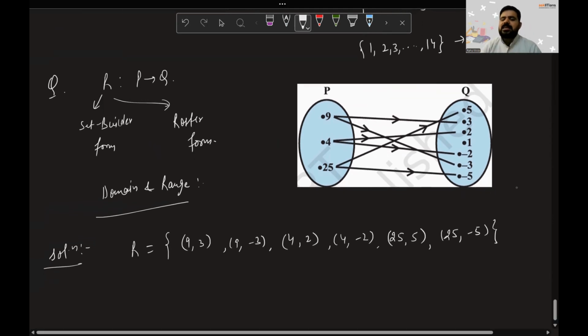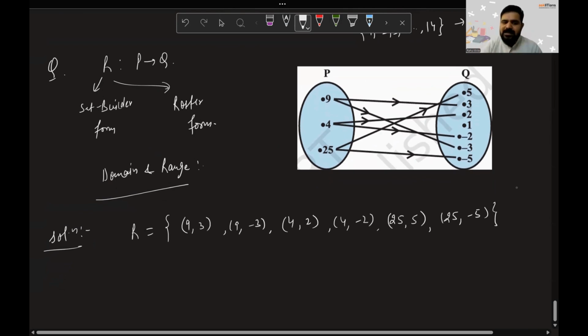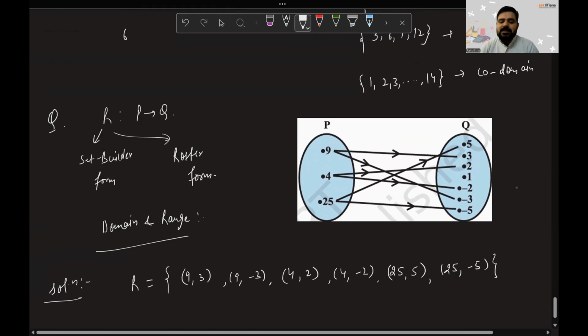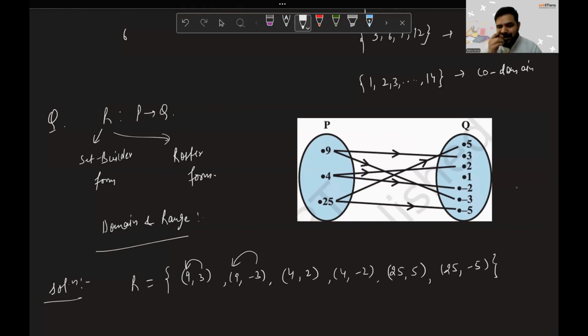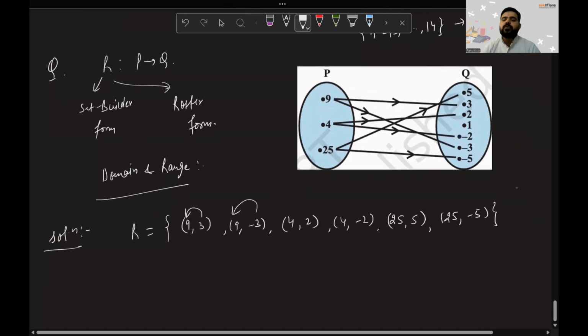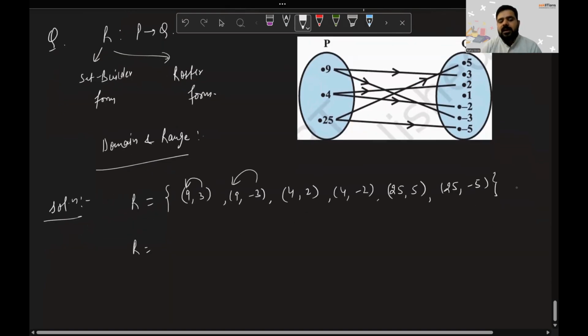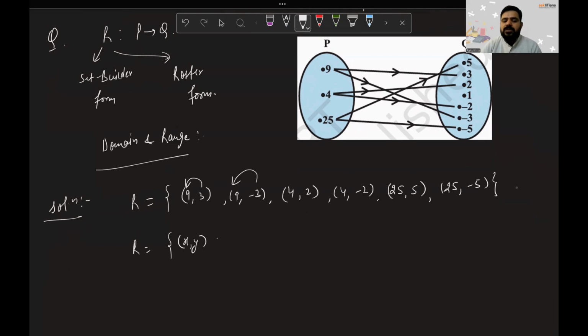So definitely the easier part is we can write the domain and range. Yes, but let's observe the pattern that is given here. What I can see is this 9 is the square of 3. This 9 is the square of -3. Similarly, 4 is the square of 2 and 4 is the square of -2. So can I write this relation R as the set of ordered pairs (x, y) such that x is the square of y? You can see 3 square is 9, -3 square is 9. Similarly, 5 square is 25, -5 square is 25.